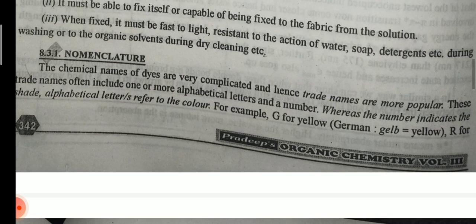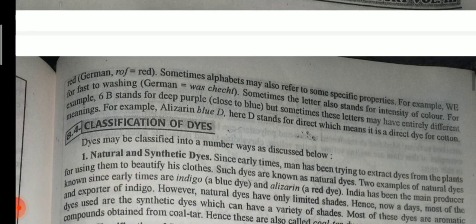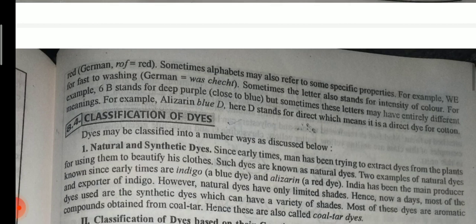Nomenclature. The chemical names of dyes are very complicated and hence trade names are more popular. These trade names often include one or more alphabetical letters and a number. Whereas the number indicates shade, alphabetical letters refer to the color. For example, G for yellow, German gelb, yellow. R for red, German rot, red. Sometimes alphabets may also refer to some specific properties. For example, W for fast to washing, waschecht. Sometimes the letter also stands for intensity of color. For example, 6B stands for deep purple, close to blue. But sometimes these letters may have entirely different meanings. For example, alizarin blue D. Here D stands for direct, which means it is a direct dye for cotton.